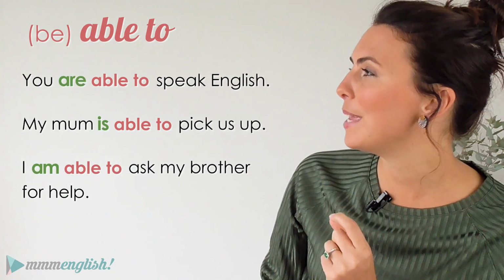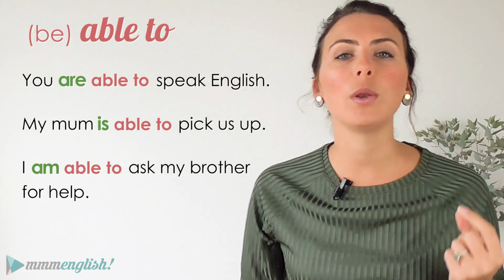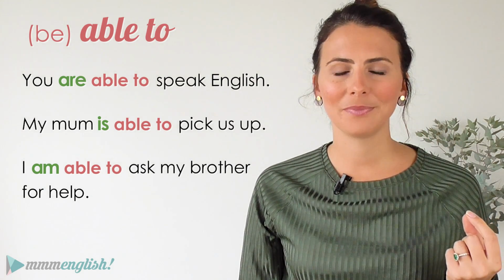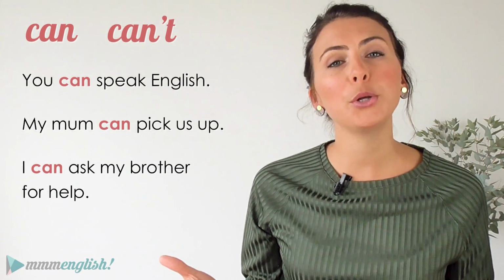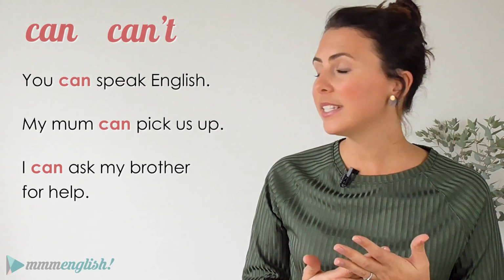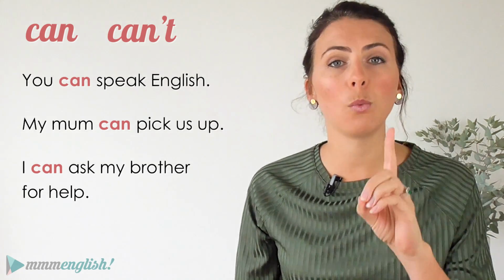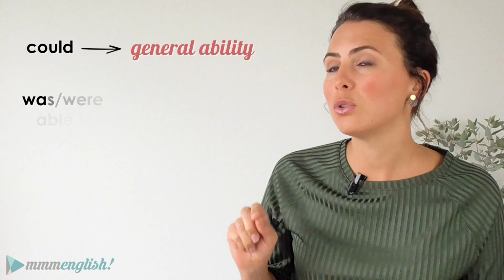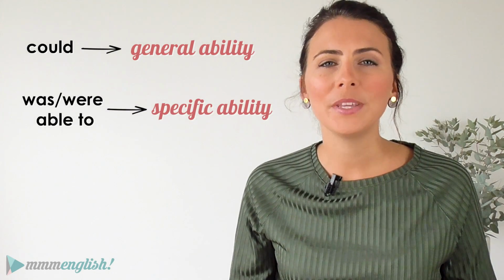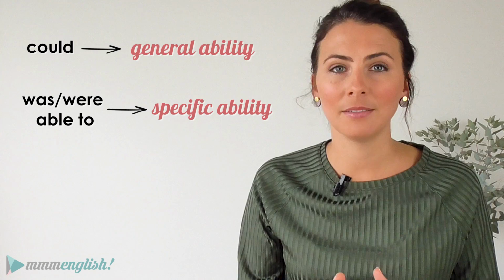But notice that the be verb conjugates to the subject when we're using be able to. But when you're using the modal verb can, it doesn't matter what the subject is, the modal verb is always the same. And this is true for all modal verbs, they have just one form. Now, the present tense is simple, but when we talk about ability in the past, we need to pay closer attention to the rules. Because we use could to talk about general ability, and we use was or were able to talk about specific ability in the past.